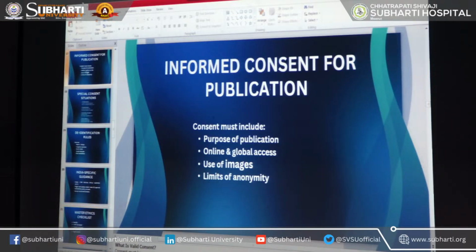Now, coming to informed consent for publication, consent must include the purpose of your publication. Second, online and global access, that depends on the author and depends on the journal that you're publishing in, whether it's a free database or a paid database. It's the sole decision of the author: where do you want to publish? Okay. Then use of images and limits of anonymity.